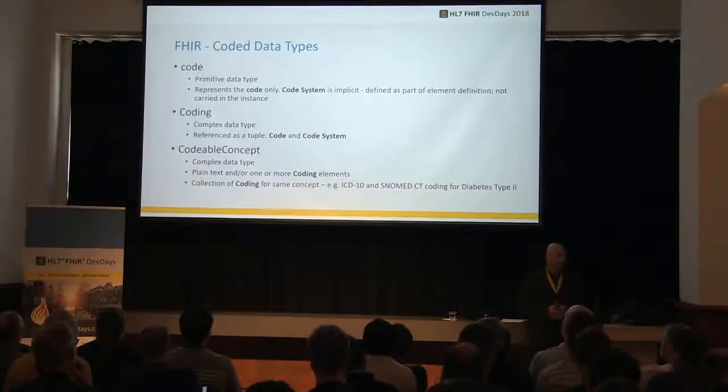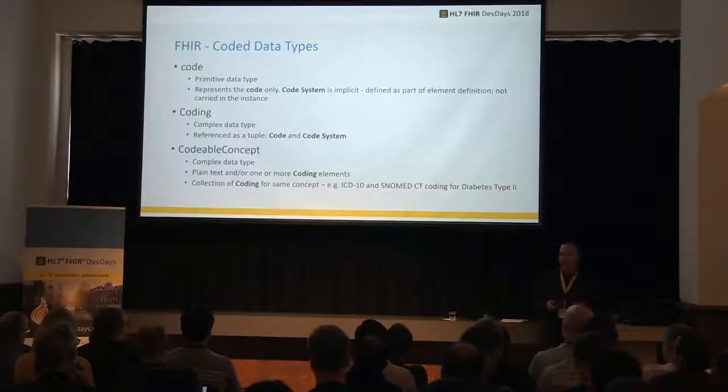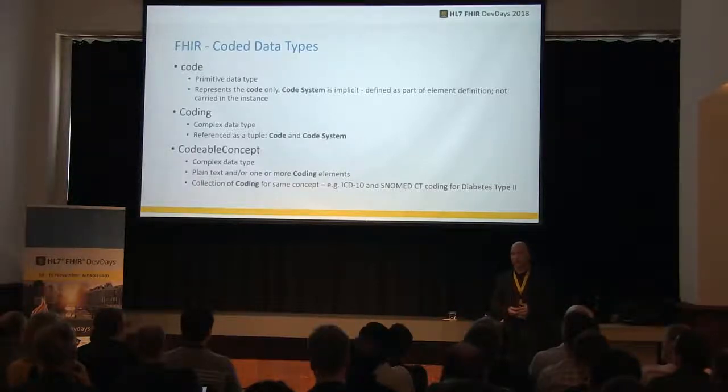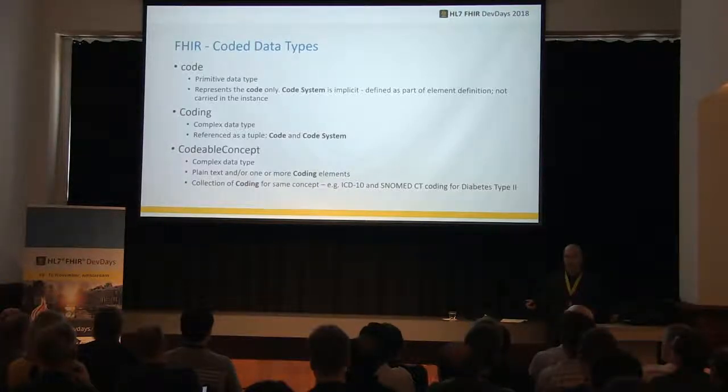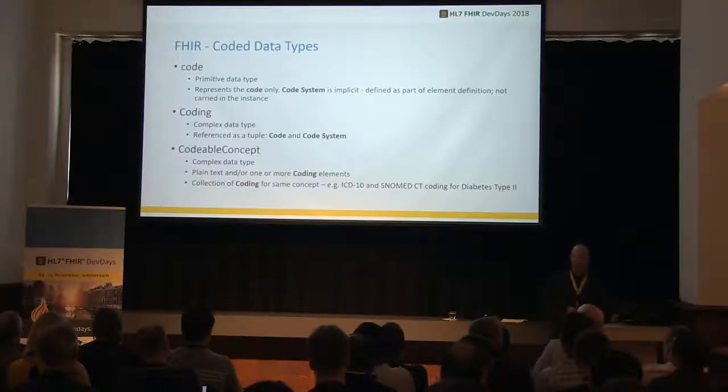Coding, a complex type, in this case, a code and a code system. So we actually use a tuple. By providing the code and code system, we always know that code X comes from code system Y. There's no ambiguity there. And then lastly, codable concept, another complex type. This allows us to attach plain text, synonymy. So it's a collection of codings for the same concept. So we can actually have the display information, what have you.